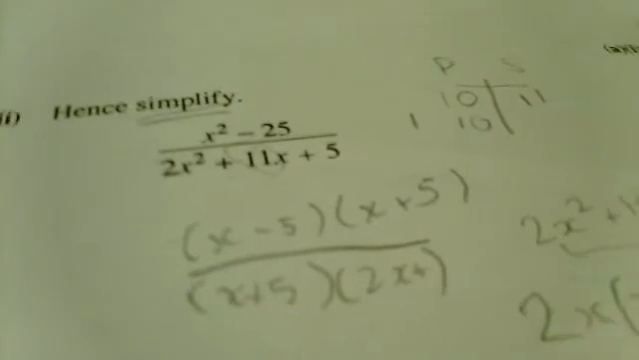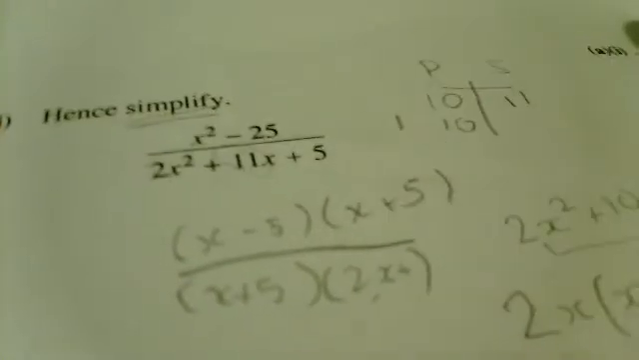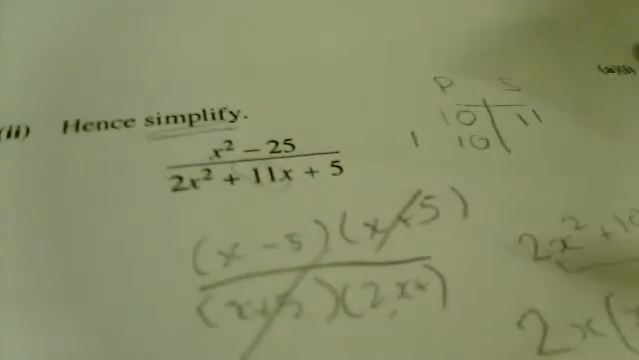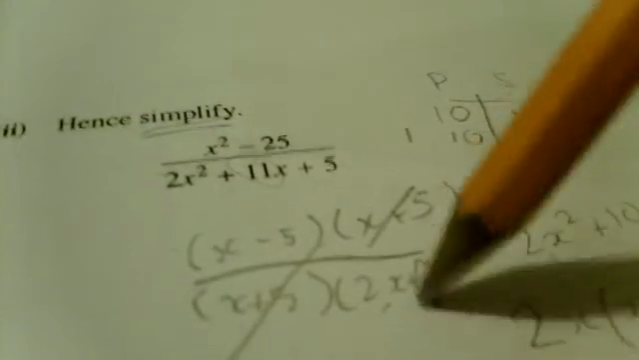Now it said simplify. So what I'm going to have to do is take whatever's common in both of them, and it's going to cancel out. So what cancels out is the x plus 5 and the x plus 5 here. So that's going to cancel out and leave me with x take away 5 and 2x plus 1. That's the one, by the way. So the answer to the question is going to be x take away 5 over 2x plus 1. And that's the answer to the question.